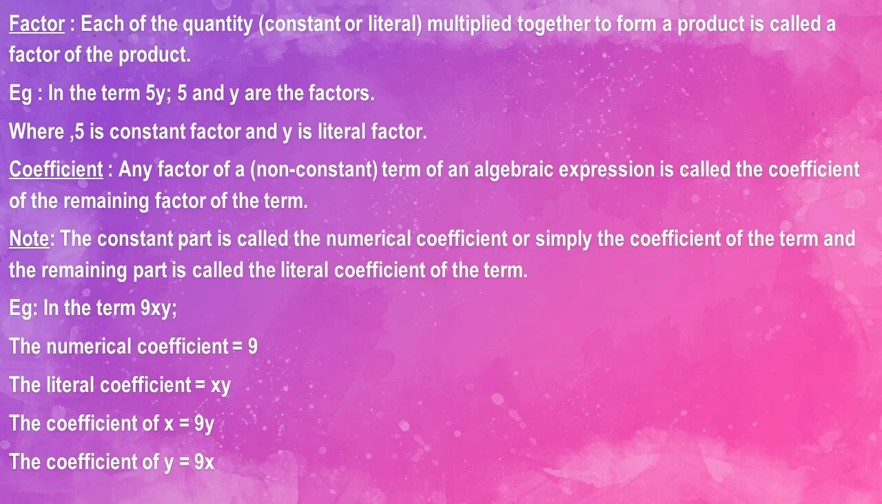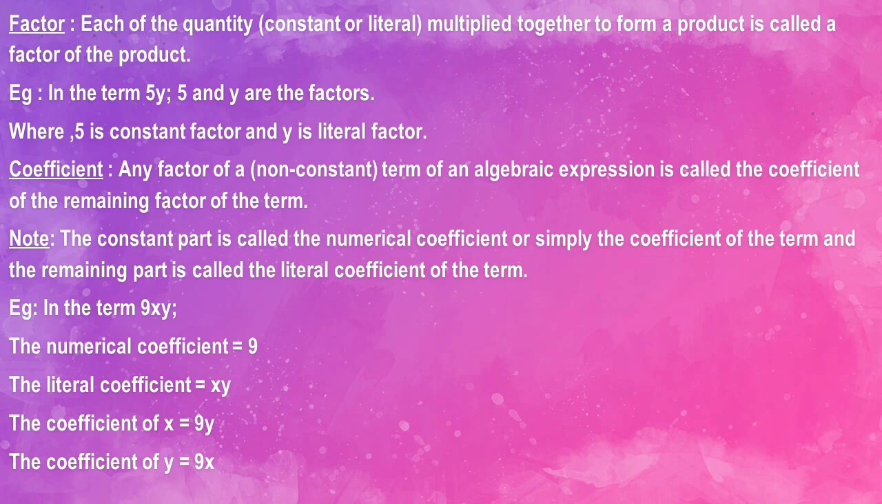Next is coefficient. Any factor of a non-constant term of an algebraic expression is called the coefficient of the remaining factor of the term. Here, the constant part is called the numerical coefficient or simply the coefficient of the term, and the remaining part is called the literal coefficient of the term.